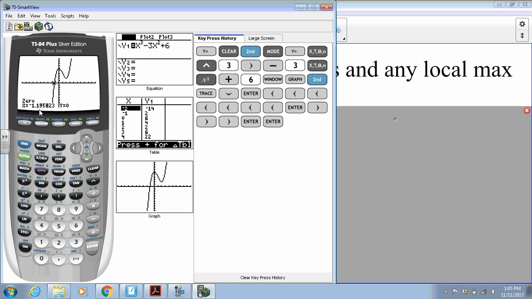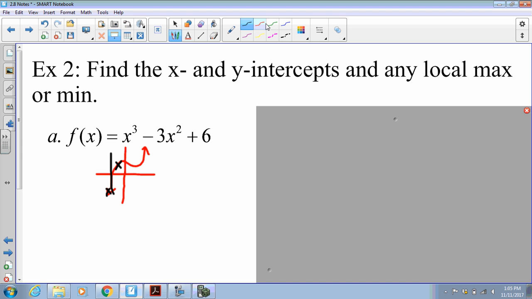And here you can see your x and y values. Now I'm going to go ahead and round to the nearest tenth. So I'm going to use negative 1.2. Now when we write our x-intercepts, I'm going to write it as an ordered pair. So my x-intercept is going to be negative 1.2 and then 0.